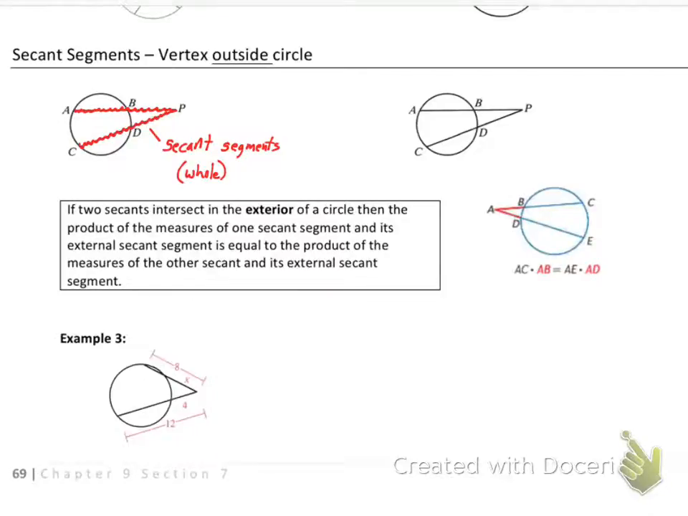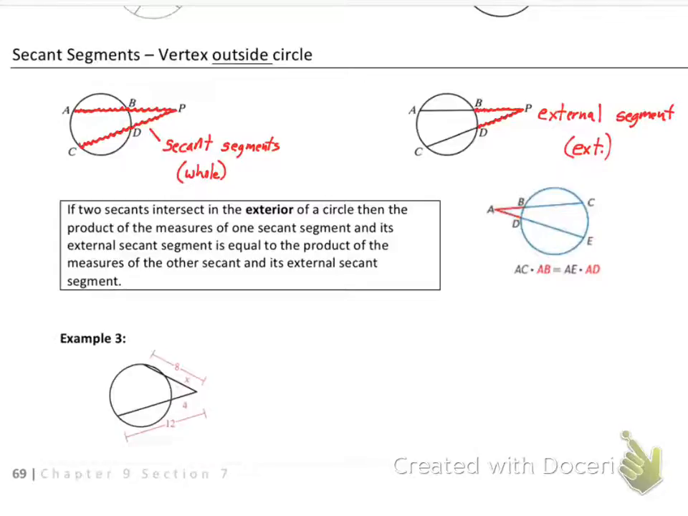The second part I'm going to care about is just this little segment that's outside of the circle. And that is going to be my external segment. I might just write down EXT at times just to save time. So I have a whole and I have an external. There's only two things we need to know about those two things: whole and external.